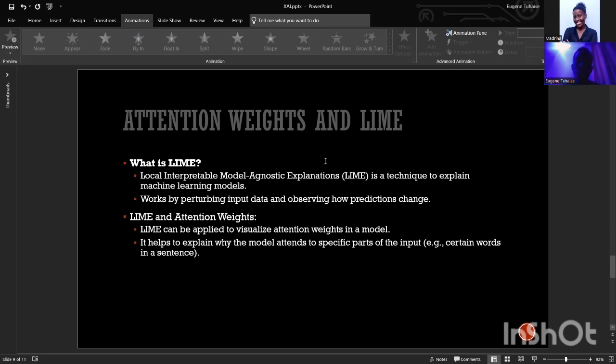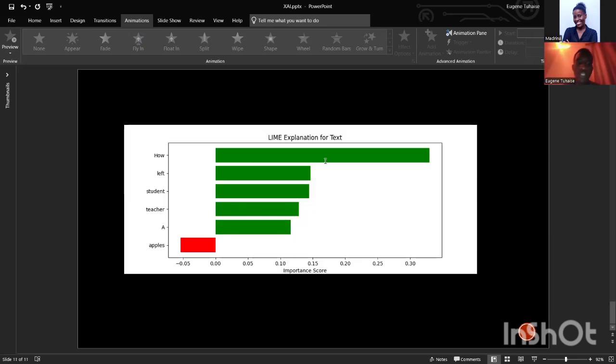When we want to visualize attention weights in a model, it helps us explain why the model attends to particular parts of the input, for example, certain words in a sentence. If we have a question like, a teacher has 10 apples, he gives 3 to one student and 2 to another. How many apples does the teacher remain with?